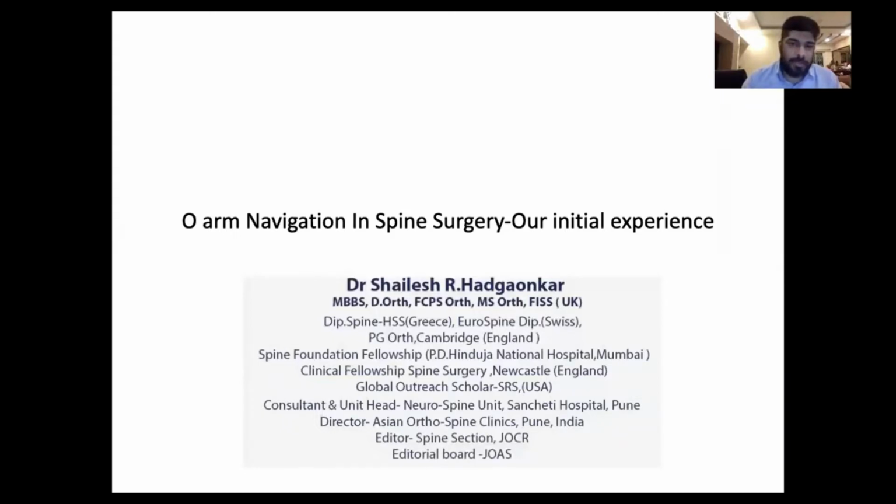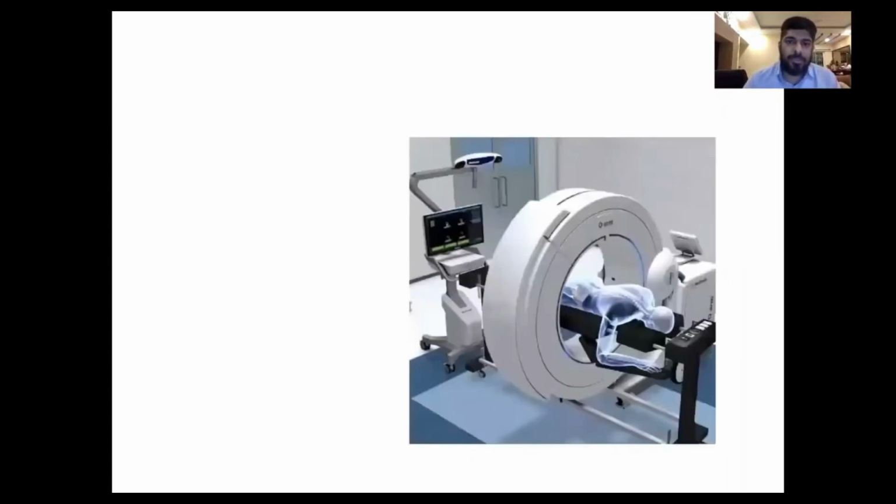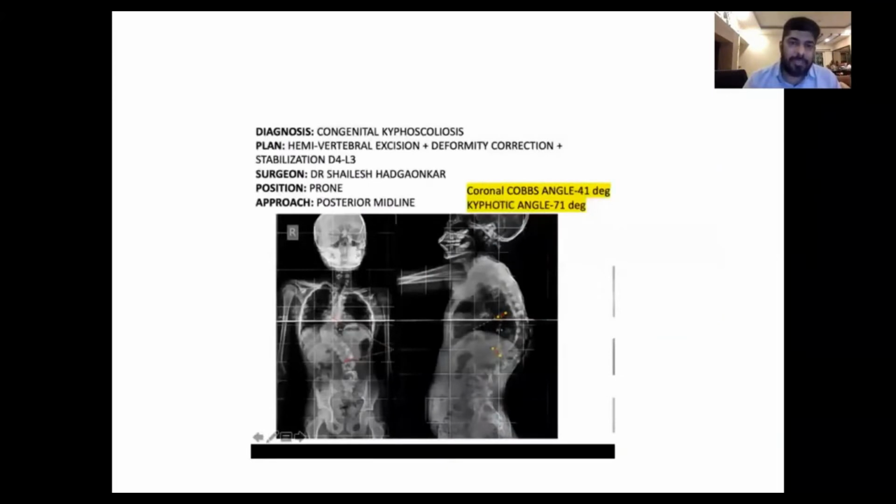I would like to start with our presentation on O-arm navigation in spine surgery and our initial experience of around 910 screws. What has changed in our practice in recent time is this beautiful gadget which has come in India, and this is the O-arm navigation, which is like a real-time 360 degrees imaging in operation theater for us.